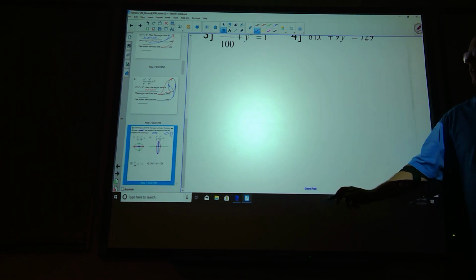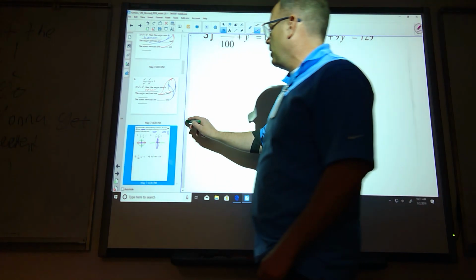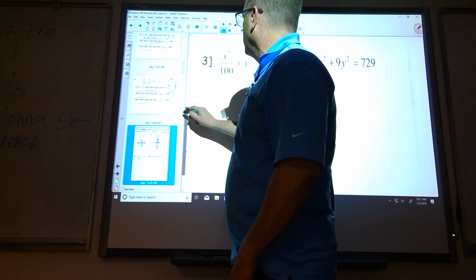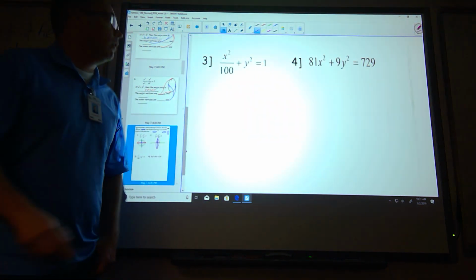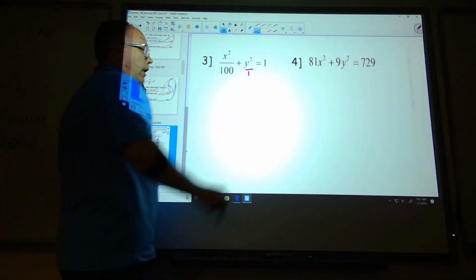So things I should recognize. Some people might confuse this next one, saying, well, it's got to be a circle because there's nothing underneath the y. But I can make something with the 1, right?